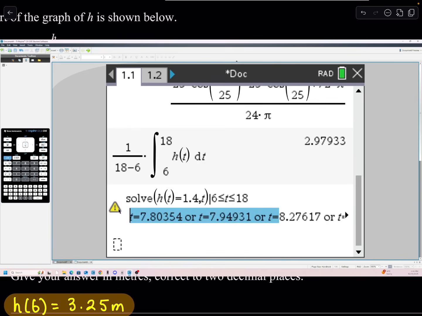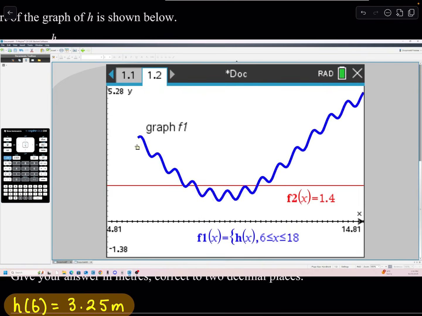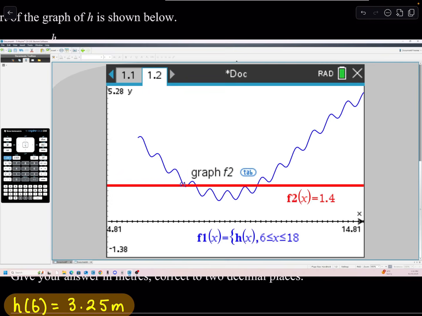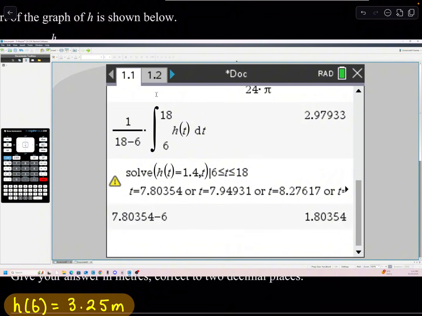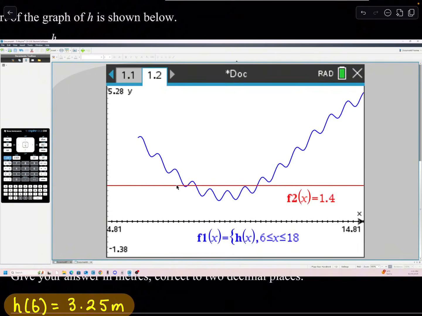Perfect. So the first time is, of course, this is 6, so it's the first point minus 6. So it's this point here, the first point minus 6, and this is 1.8. So the time from here to here is 1.8 hours, which is safe. Then you've got the dangerous part here, because it's below, so we don't take that.